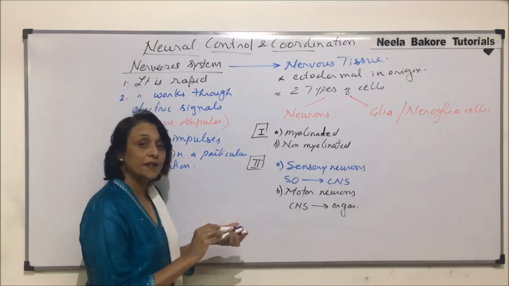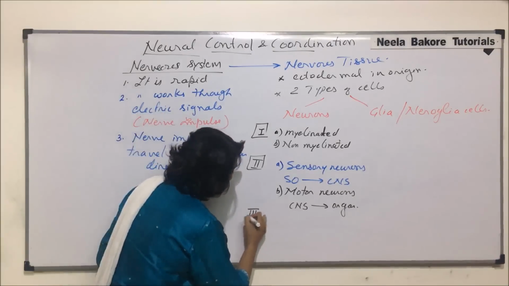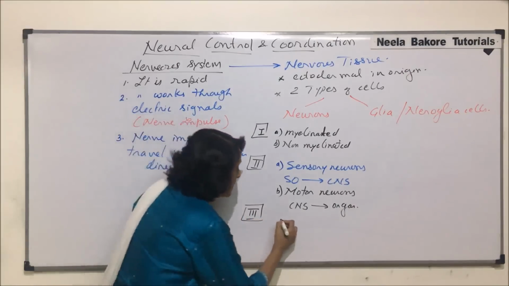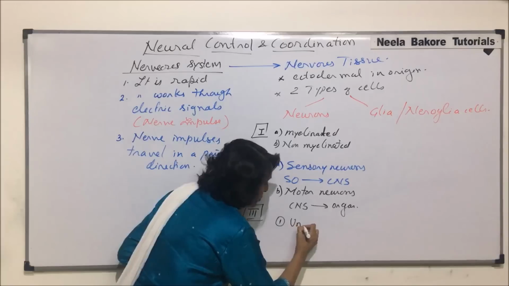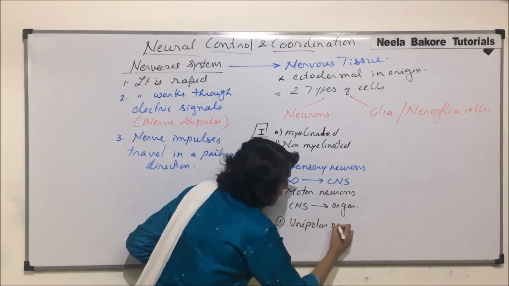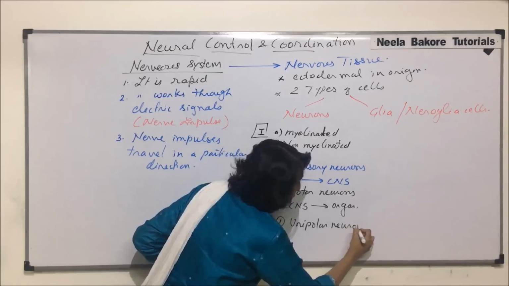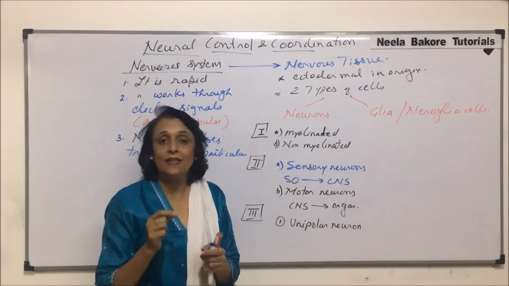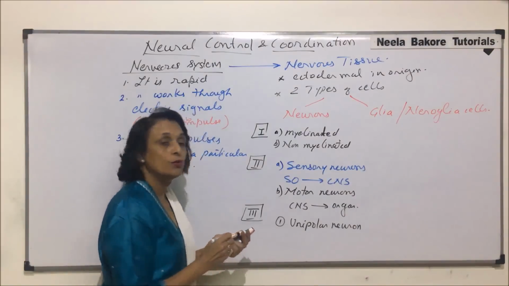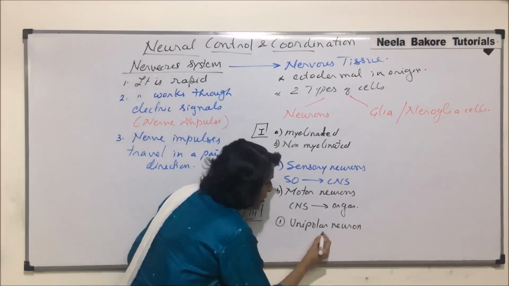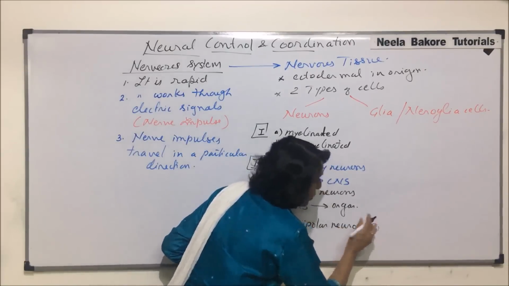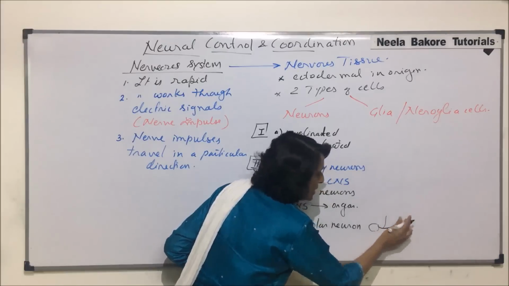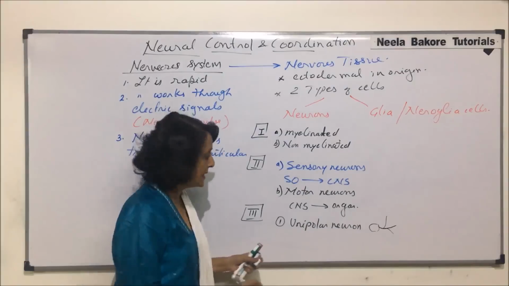The third classification of neurons is on the basis of arms that they have. First, unipolar neuron. Unipolar neurons are those in which the axon and dendrite arise from the same point. So a unipolar neuron would look like, suppose I draw the cell body like this. So here is only one branch, and from this branch only dendrites and axons arise.